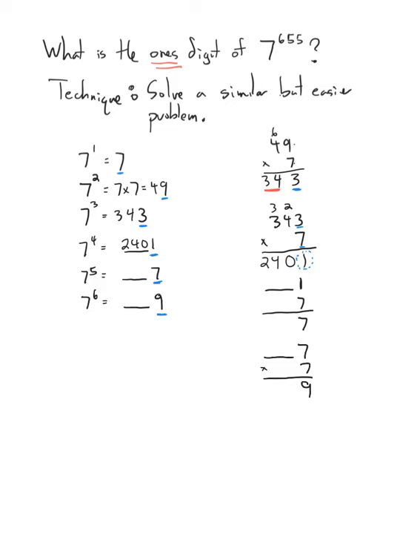And if you see a repeat calculation like that, that's great, because it means that there's very likely a pattern going on. So if you look here, it looks like it goes 7, 9, 3, 1, 7, 9, and it will repeat. 7 to the 7 will have a ones digit of 3, 7 to the 8 will have a ones digit of 1. So it repeats in groups of 4.